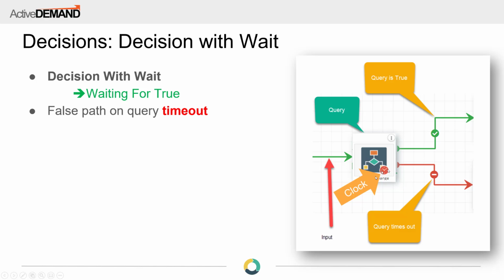So we typically use the wait for change if we want to give the prospect time to do something that enables them to match this query. It's important here as well with this wait type that as soon as it detects that it is true, it moves forward. And it's only after the timeout that it moves to false.